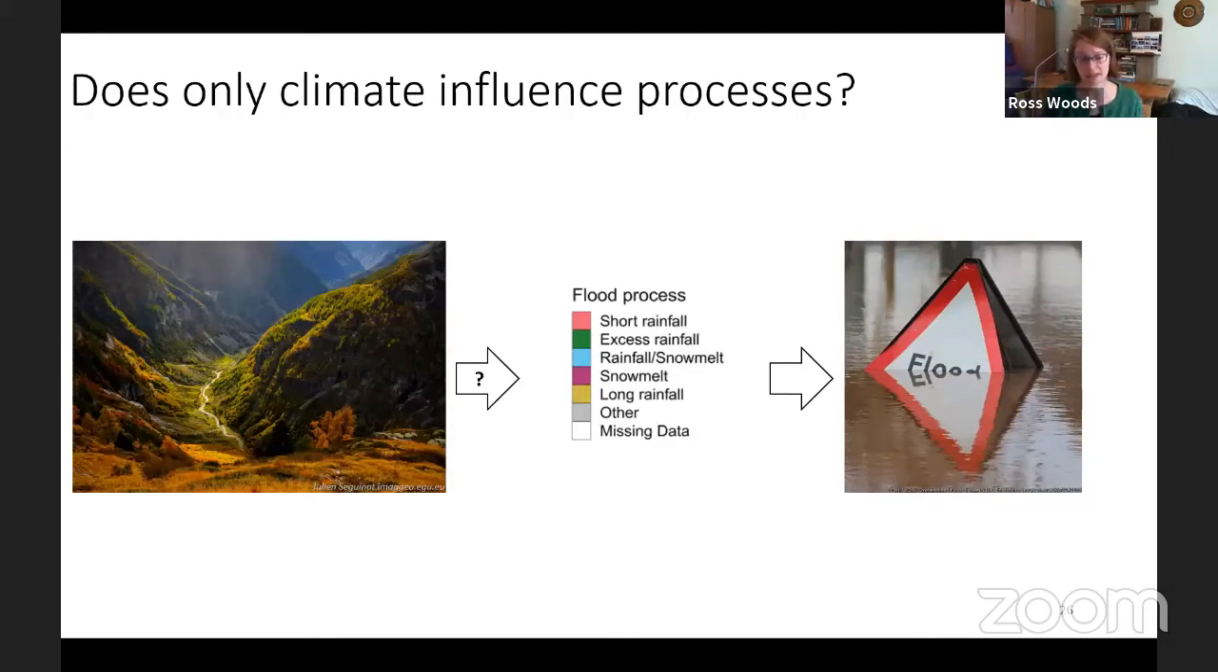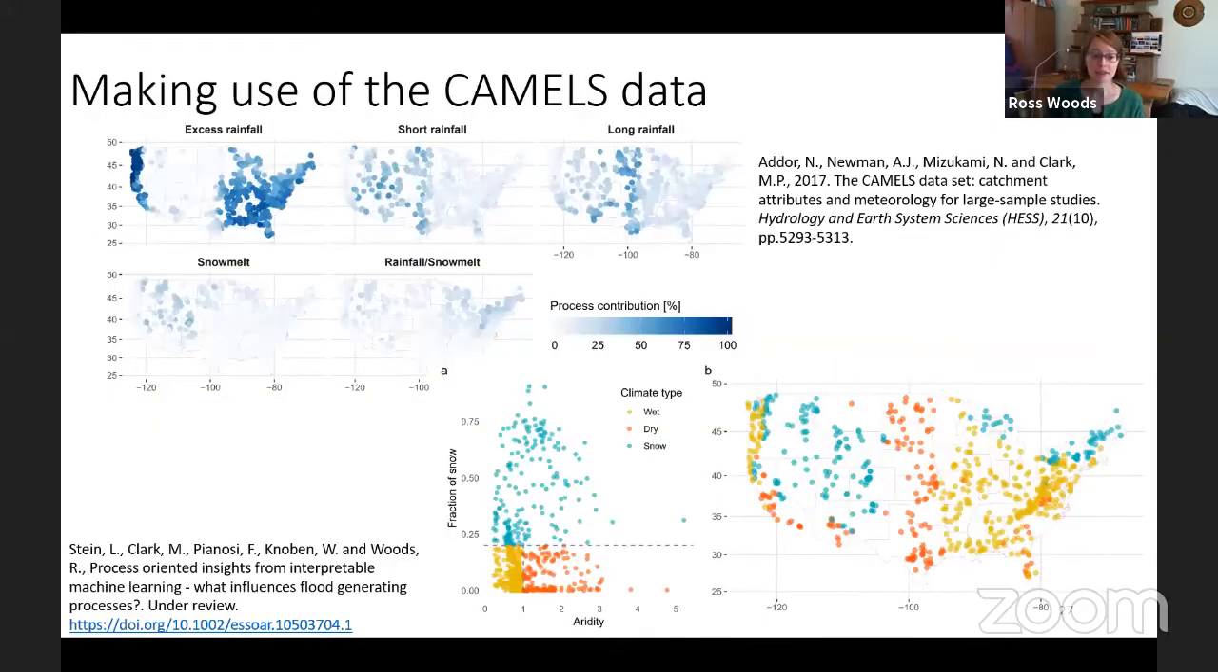Well, does only climate influence those processes? Does it not matter what, for example, the catchment area is or the slope or what kind of soils or vegetation you have? Well, that's the next step we wanted to evaluate. And here we're making use of the CAMELS dataset. The CAMELS dataset is a dataset of around 600 catchments in the United States, which have both hydroclimatic time series data and catchment attributes available. So exactly what we're interested in.